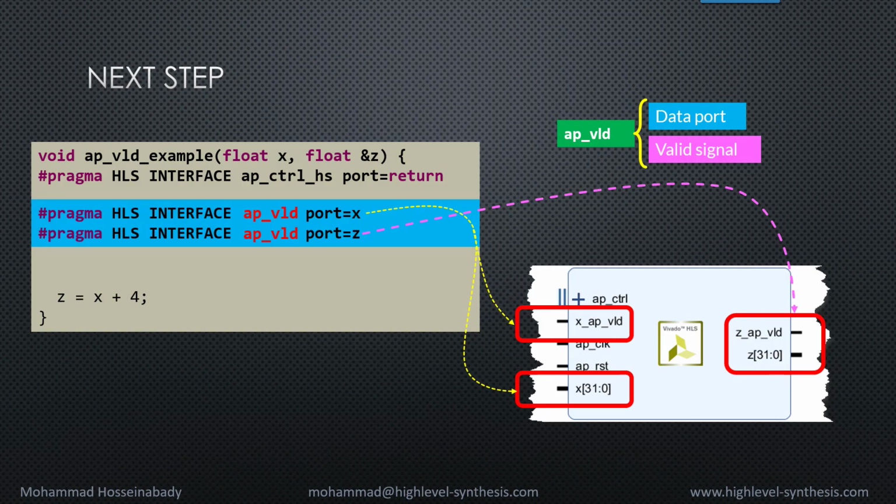In the next lecture, we look at a port level interface that introduces a validity signal attached to each argument.